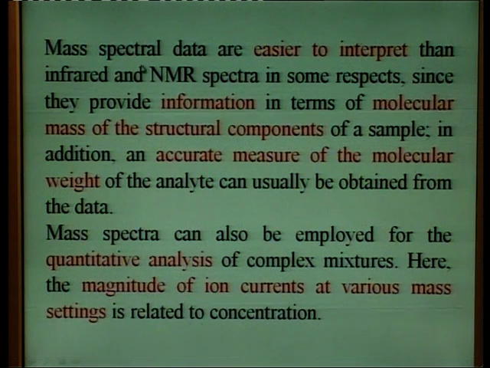The mass spectral data is easier to interpret as compared to IR and NMR. They are all indicative, but this is exact information. So, it provides the information of the molecular mass accurately; it gives the actual measure of molecular weight. Mass spectra can also be used for quantitative analysis, because the magnitude of the ion currents at various mass settings is directly proportional to the concentration.